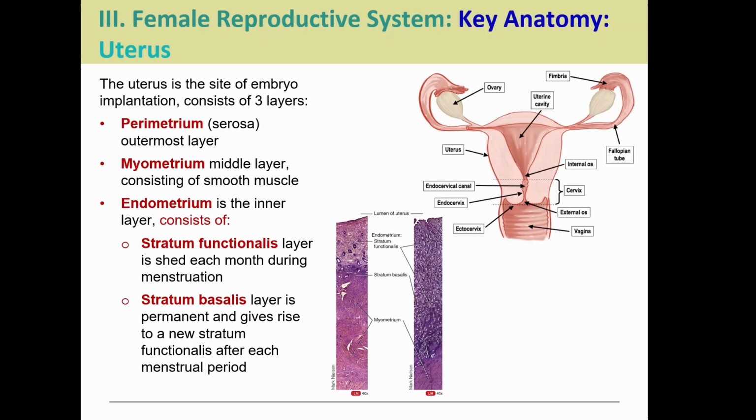So let's talk about the anatomy of the uterus to start with, because we need to understand the anatomy of the uterus in order to fully appreciate the physiology of it. The uterus is where the embryo will implant, and it has 3 layers. The perimetrium, or the serosa, is the outermost layer. The myometrium is composed of smooth muscle, and the endometrium is the inner layer, which has a couple parts to it. The stratum functionalis is what is shed during menstruation, and the stratum basalis is permanent and will grow the new stratum functionalis every single month.